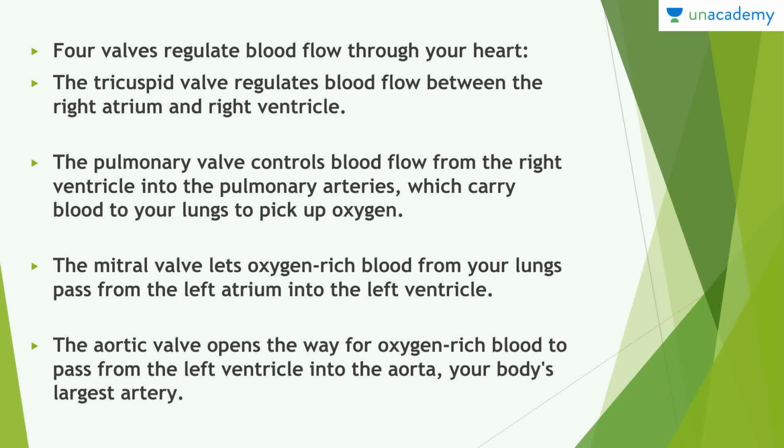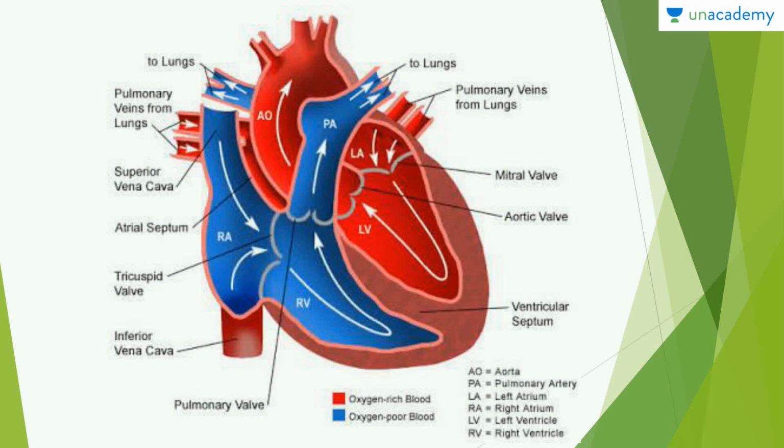Then we have the mitral valve, which lets oxygen-rich blood from the lungs pass from the left atrium to the left ventricle, and the aortic valve, which opens the way for oxygen-rich blood to pass from the left ventricle into the aorta, eventually to the body's largest artery.